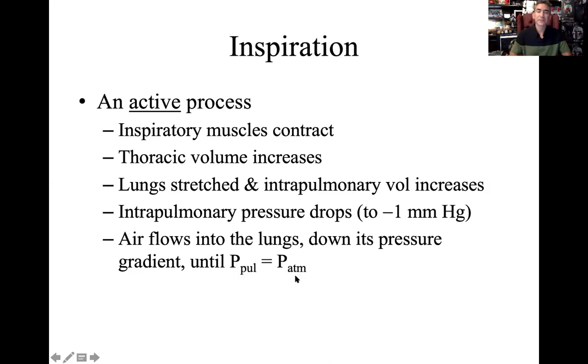Whew, lots of words there, right? So let's pause for a moment. A lot of things are happening during inhalation, or what we call inspiration. You don't think about this. You just do it. It's not that big of a deal to you. But a lot of things are happening physiologically for us to move air from around us into our lungs. It's an active process. It requires muscular contraction for this to happen.